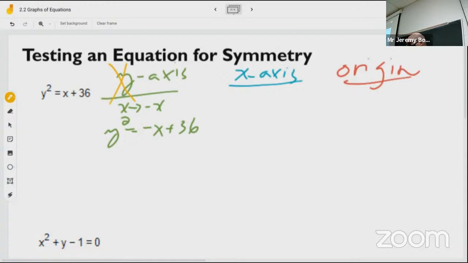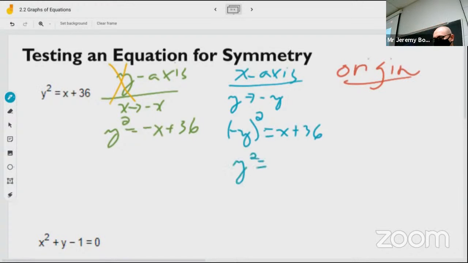X-axis, we're going to replace y with negative y. So we're going to have negative y squared equals x plus 36. And here we can evaluate the negative y squared, right? That's going to become y squared equal to x plus 36. That is equivalent to our original one. So that's going to be yes. It is symmetric with respect to the x-axis. Any questions on that?